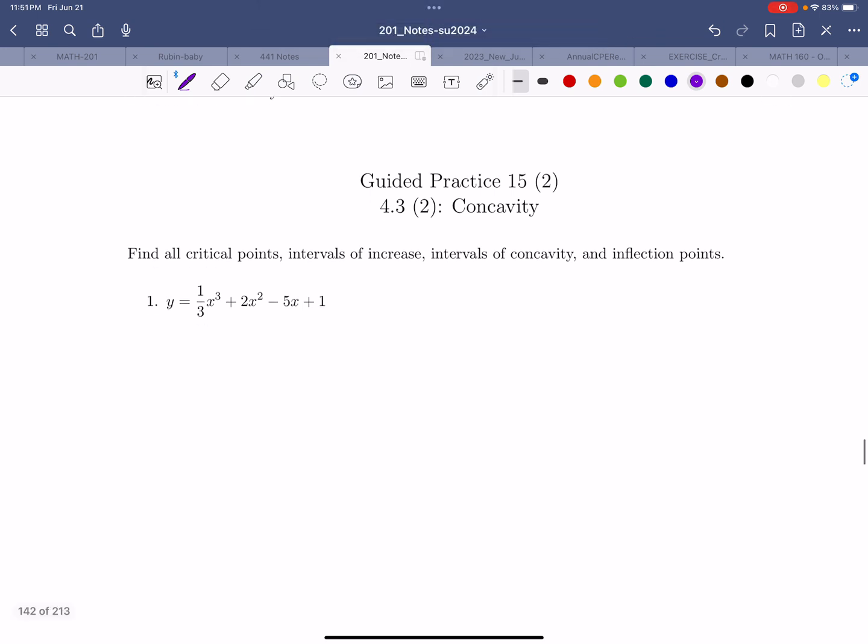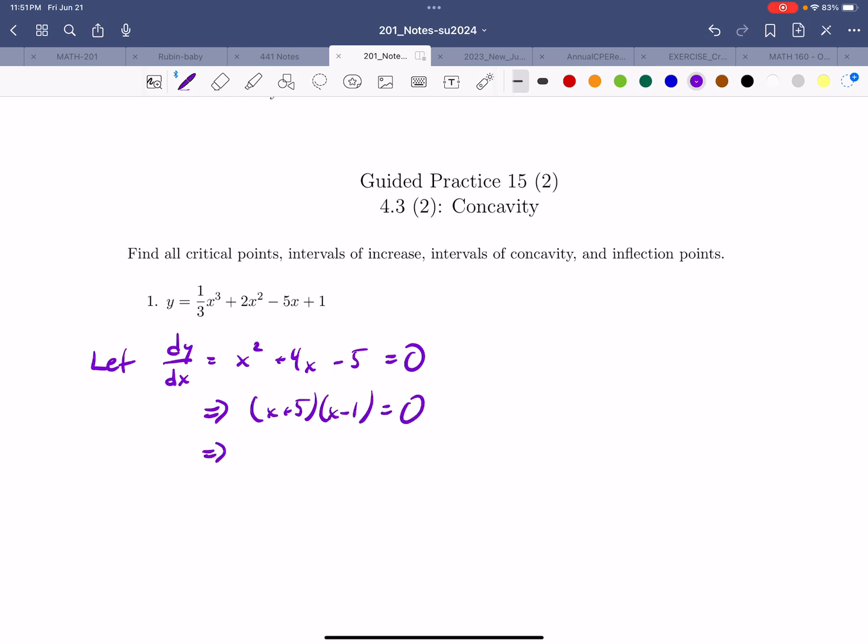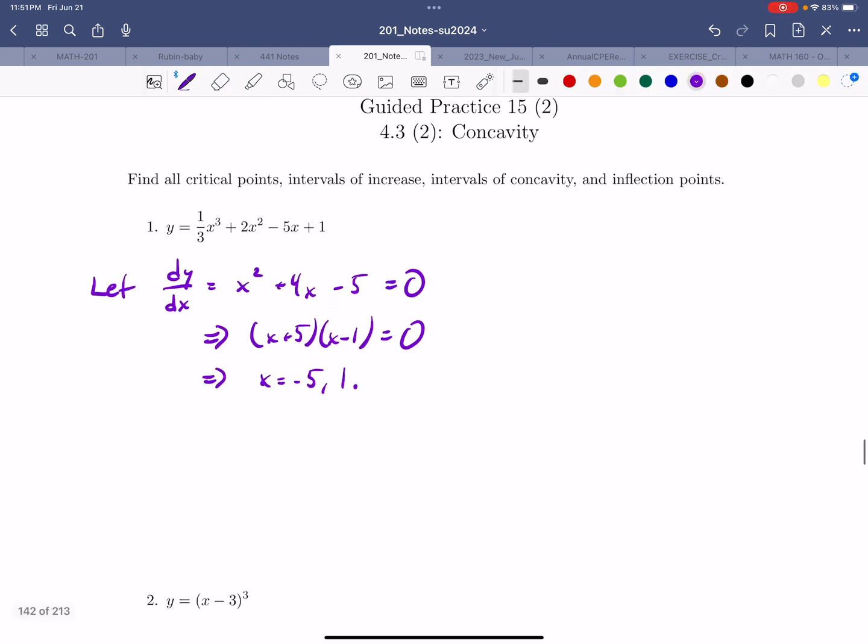So for this one, we're just going to do dy over dx. We're going to get x squared plus 4x minus 5 equals 0. Maybe I should write let this equal 0. Well, that's going to imply that x plus 5 times x minus 1 equals 0. And that, of course, implies that x equals negative 5 and positive 1. Okay. So those are going to be our critical numbers.